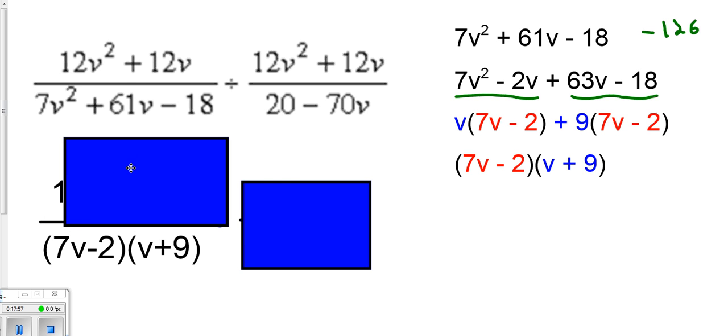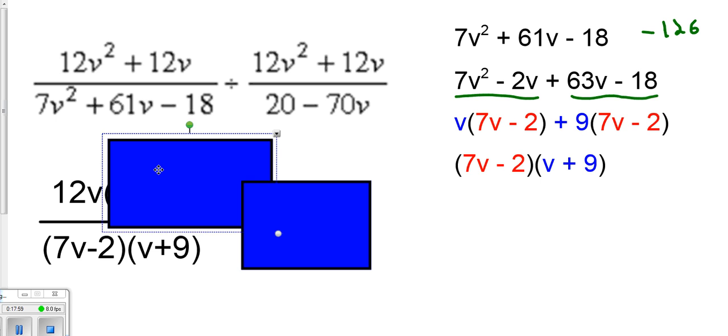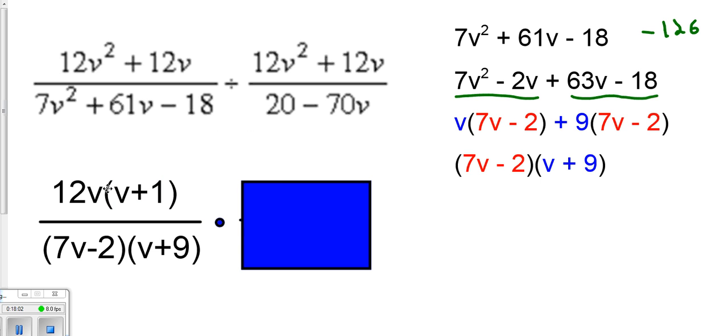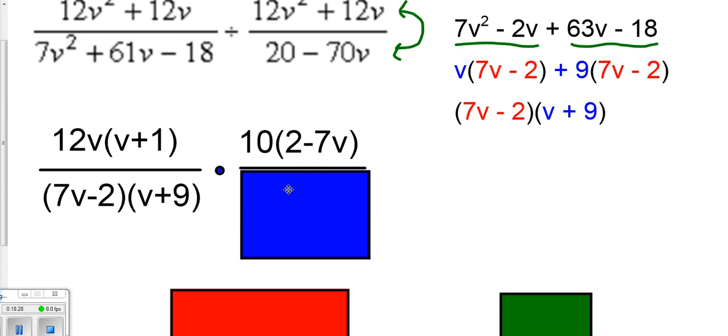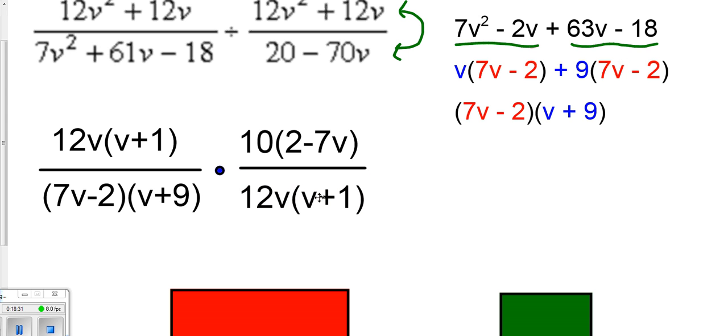What replaces this top piece? Well, we can take 12v out of both of those, and it would leave v plus 1. So our first rational expression looks like this now. Our second one, remember, has to flip. These two have to flip, and we have to factor them. So when we have 20 minus 70v, what can we take out of each of those? 10, and it leaves 2 minus 7v. When we have 12v squared plus 12v, what can we take out of both of those? Again, remember, we're moving it to the bottom as well. We take out 12v and v plus 1.